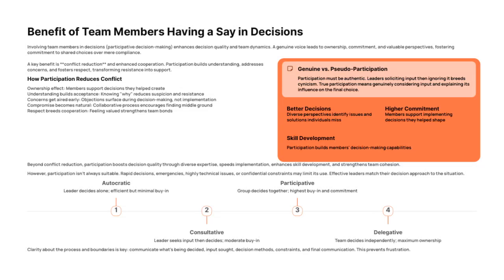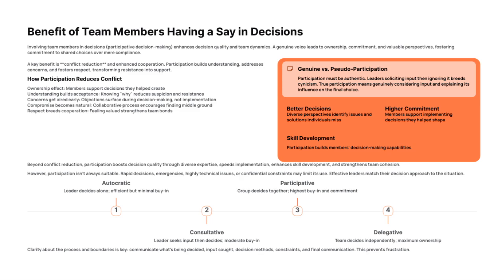Understanding the process and boundaries is absolutely key. It's important to clearly communicate what decisions are being made, what input we are seeking, the decision methods we plan to use, any constraints we need to consider, and how we'll communicate the final outcomes. This clarity helps prevent frustration and confusion within the team.